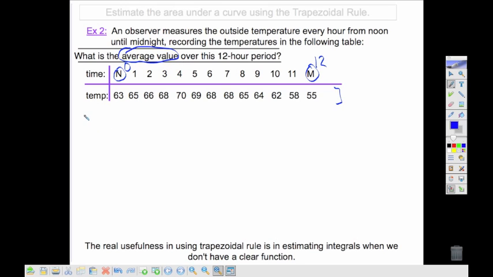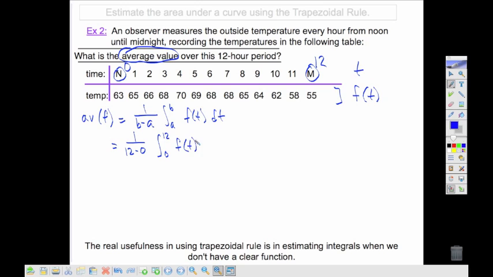So remember our formula for average of a function. So we're treating this down here as f of t, and then these are our times t. The average value of a function would be 1 over the width of our interval, and then an integral going from a to b of that function. So to find that average in this one, we're first of all going over 12 hours. We're going from 0 to 12, but we don't have an equation to work with. We just have this data here. We're going to use the trapezoidal rule to do that.